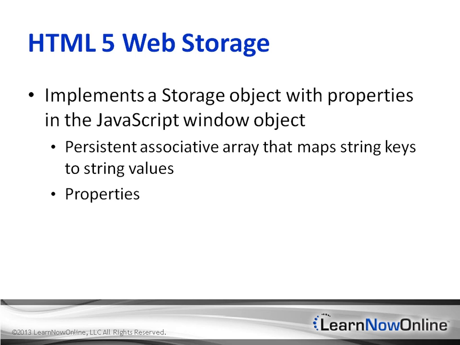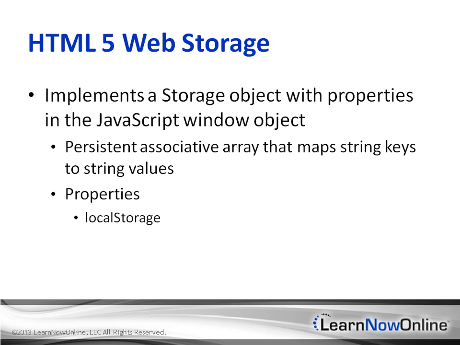Browsers that implement web storage provide two properties on the window object: local storage and session storage. The difference between the two has to do with the lifetime and scope of the data that you store in each. But otherwise, the mechanics of using the two properties and their underlying objects are identical. You can store native data types as well as structured data such as objects and arrays.